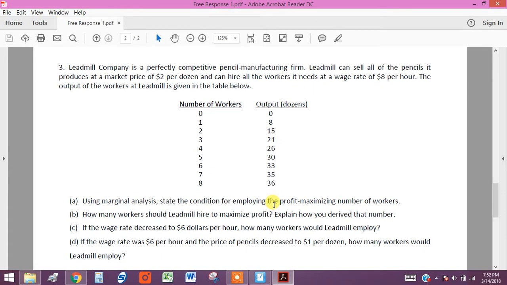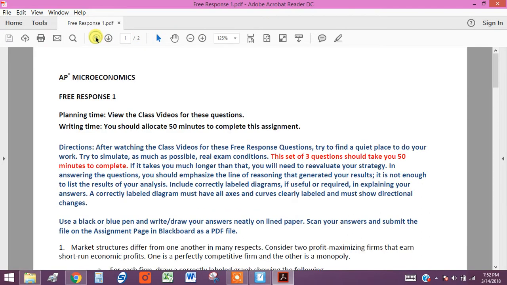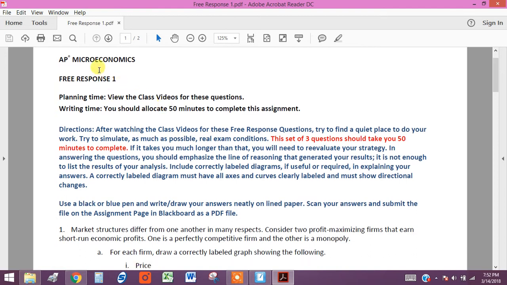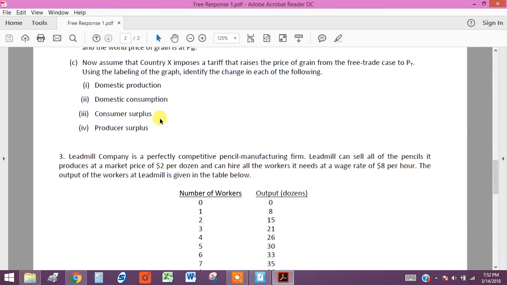Okay, we are looking at the third question of our free response one assignment. Let me just jump up here real quick so you see. So yeah, we're working on our free response one, and we're looking at our third question.